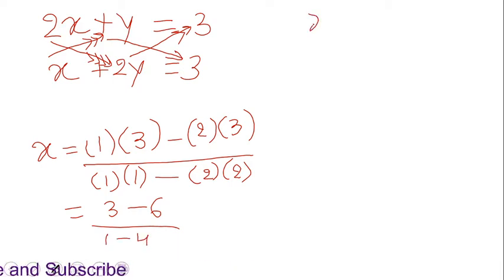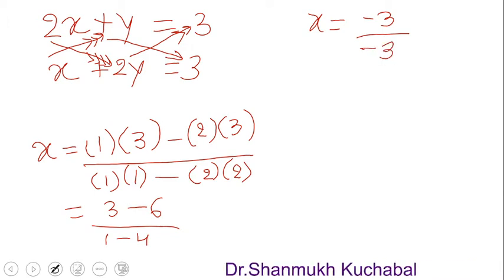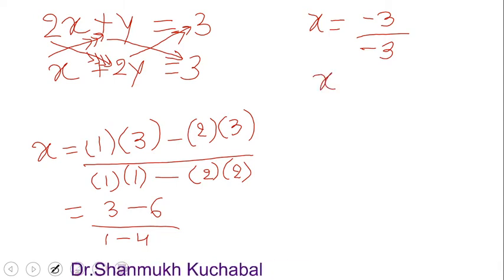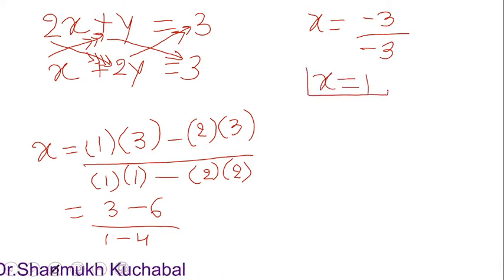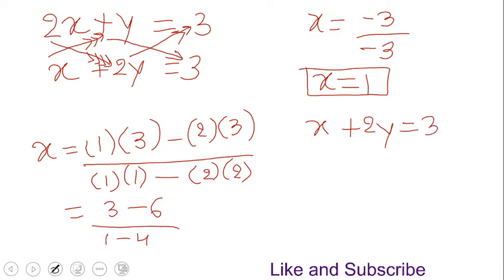So we get x equal to 3 minus 6, that is minus 3. Next, 1 minus 4, we get minus 3. Now from the numerator and denominator, minus 3 cancels. We get the solution for x as 1. Now take any equation. I am going to take the second equation, x plus 2y equal to 3. Now the x value we have to substitute, it is 1.